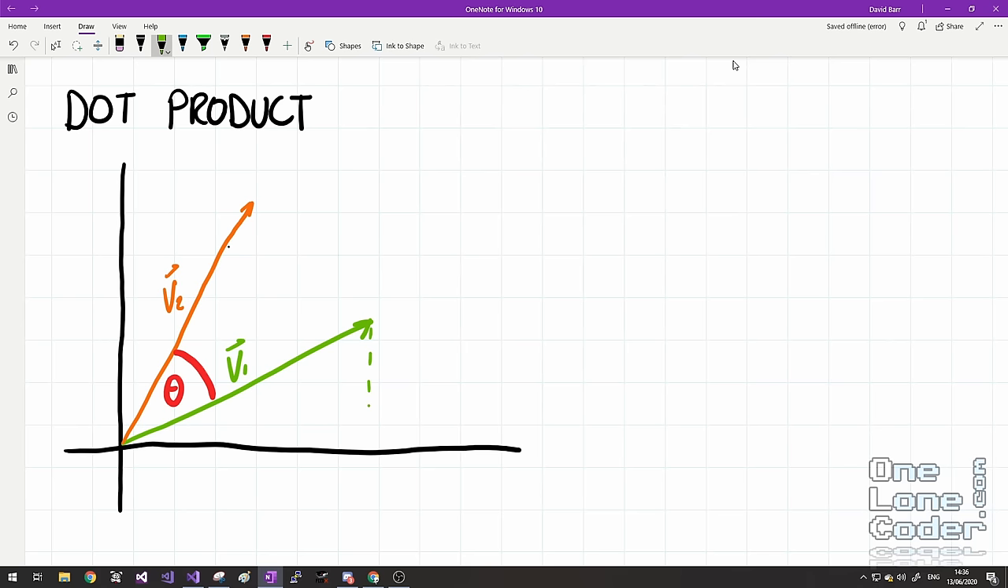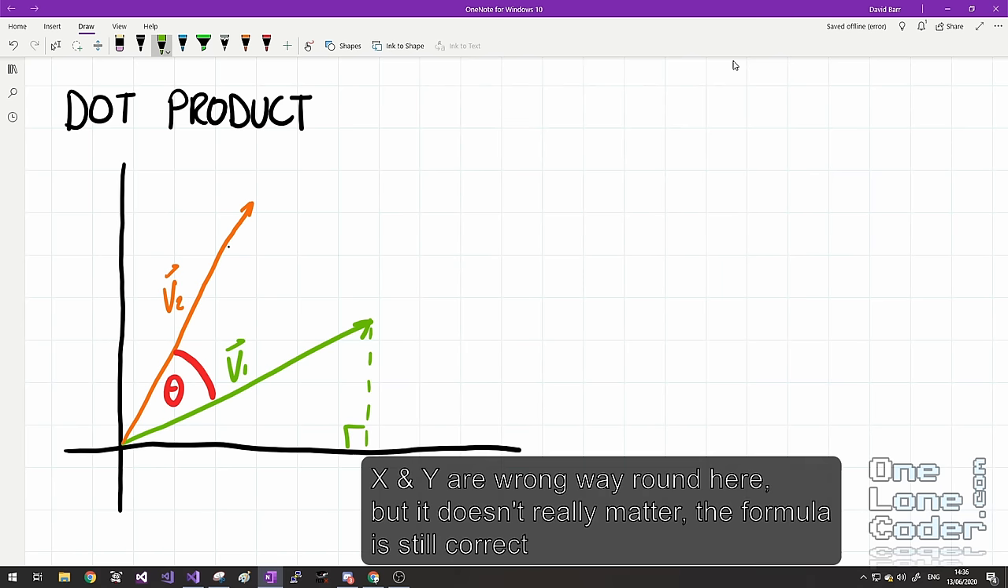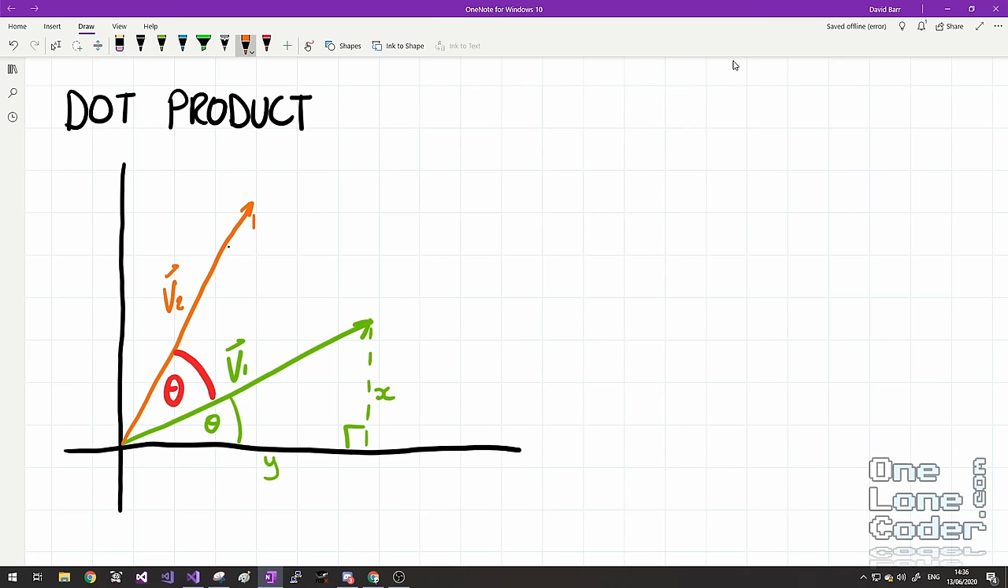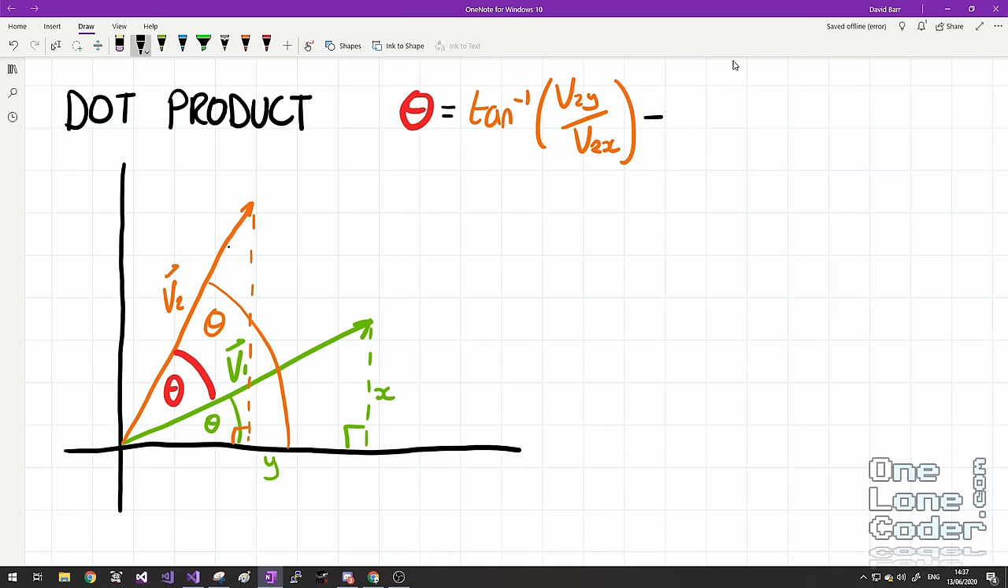I can break my vector down into a right-angled triangle to give me an x and a y component. And I can use inverse tangent to give me an angle relative to the x-axis. I can do exactly the same for my other vector. Give me a big theta this time, and it should be intuitively obvious that the red theta is equal to the orange theta minus the green theta. So we can express that the angle between the two vectors is going to be equal to the inverse tangent of v2y over v2x minus the inverse tangent of v1y over v1x.